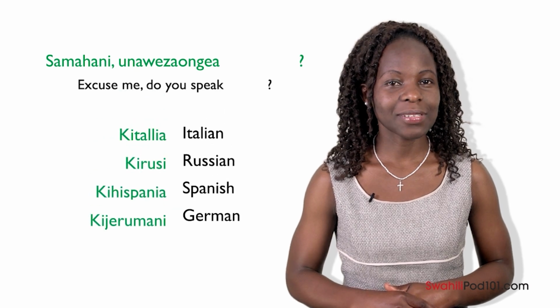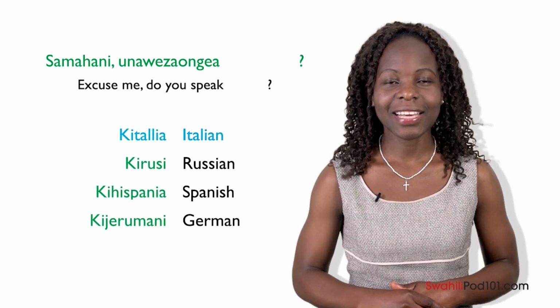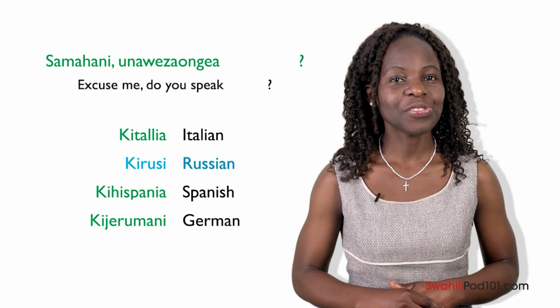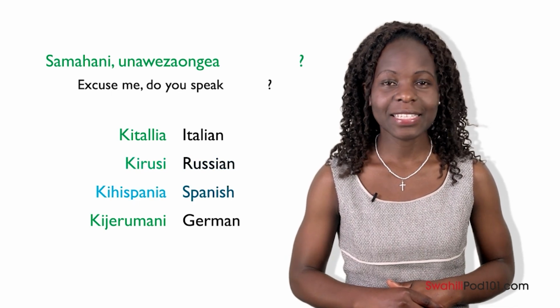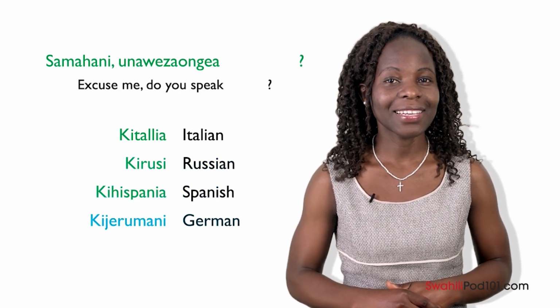Here are some examples. Kitalia is Italian. Kirusi is Russian. Kihispania is Spanish. And Kijerumani is German. In this lesson, we mentioned the expression samahani, but did you know that this can also be used as an apology? We'll be learning this in the next lesson, as well as other ways to apologize in Swahili.